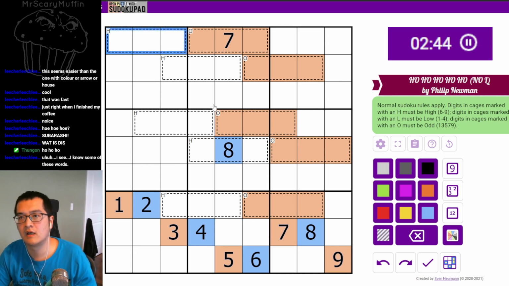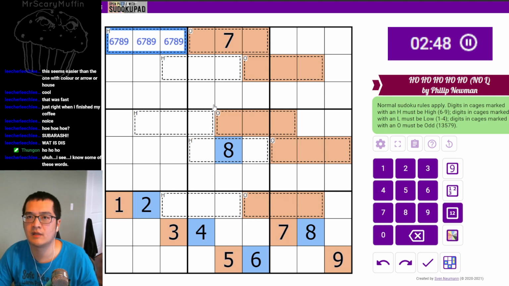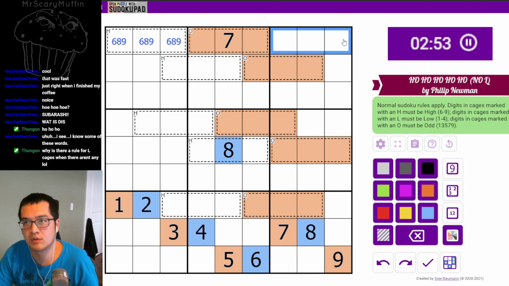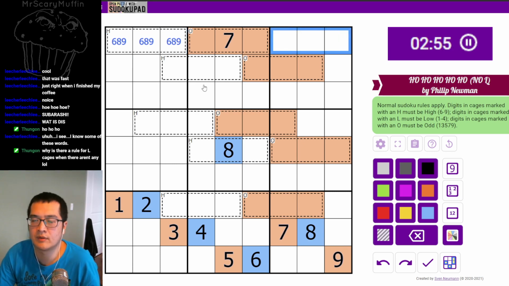For example, this must be high, right? So this is 6, 7, 8, or 9, but they can't be 7. So this is already 6, 8, 9 triple, which means we know these are all low numbers. But we're not doing that. We're ignoring that.